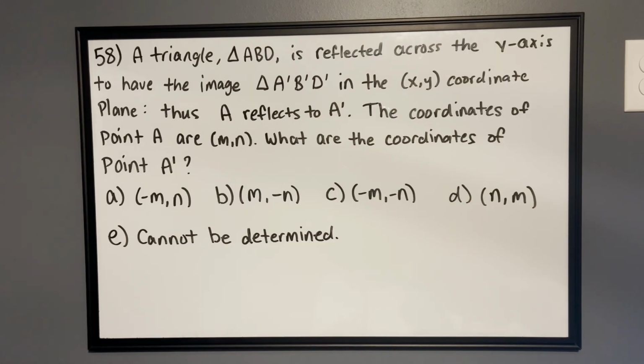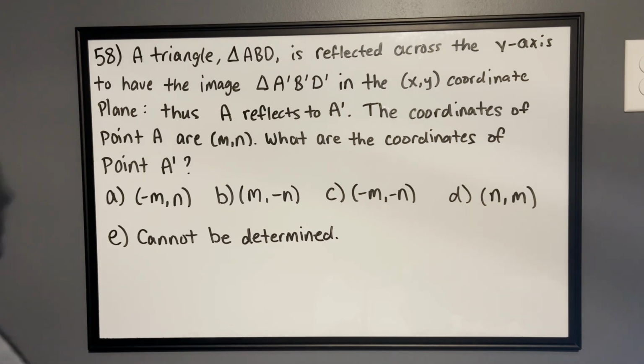All right, so here we have question number 58. It says a triangle ABD is reflected across the y-axis to have the image triangle A prime, B prime, D prime in the xy coordinate plane. Thus, A reflects to A prime. The coordinates of point A are m, n. What are the coordinates of point A prime?